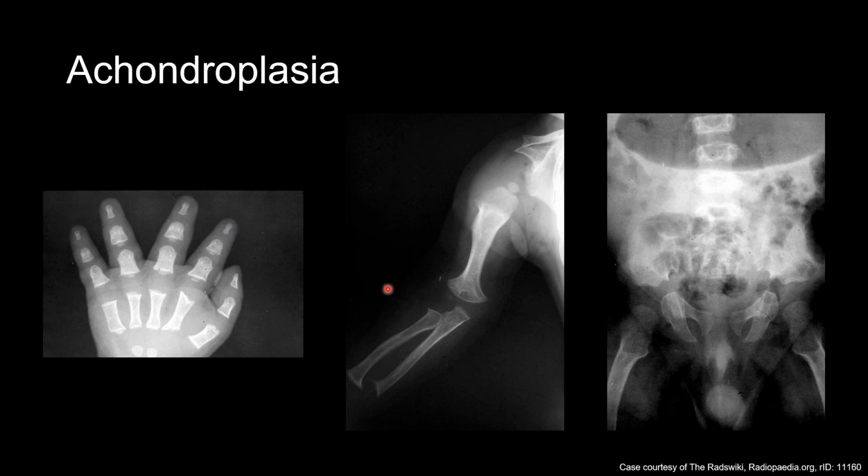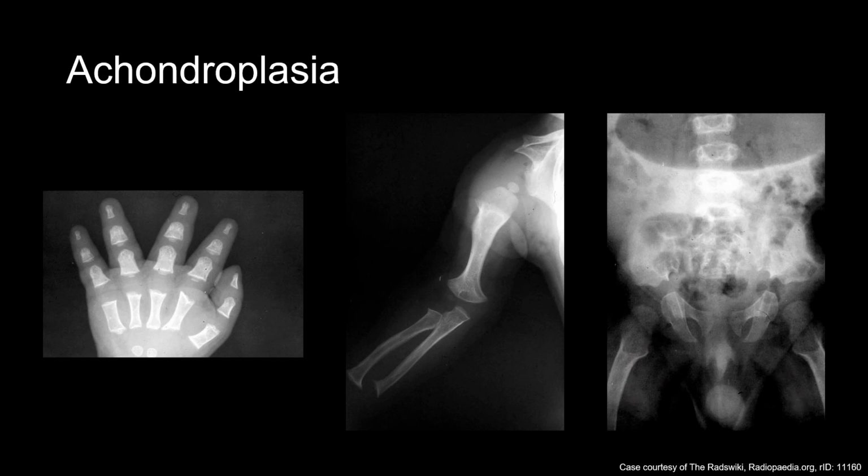This middle image is showing that rhizomelic type of dwarfism where you have the proximal bone, or the humerus in this case, suffering from more severe shortening than the distal bones in the forearm, i.e. the ulna and the radius. And then here we can see some of the pelvic anomalies as well as bowing within the femurs.